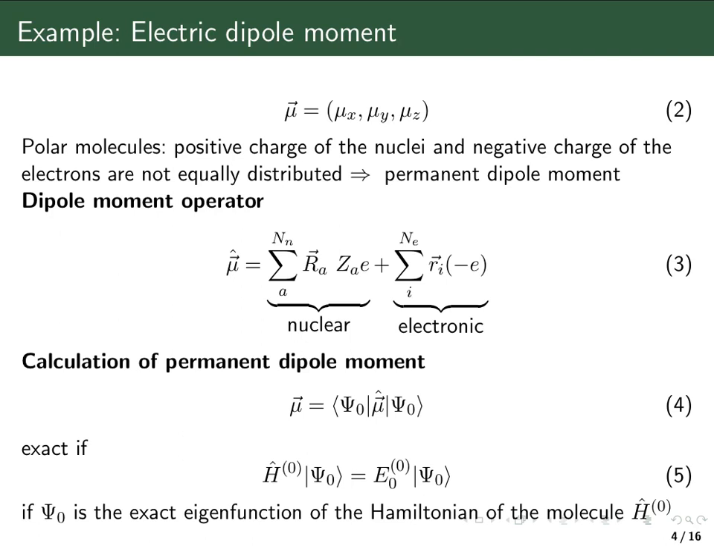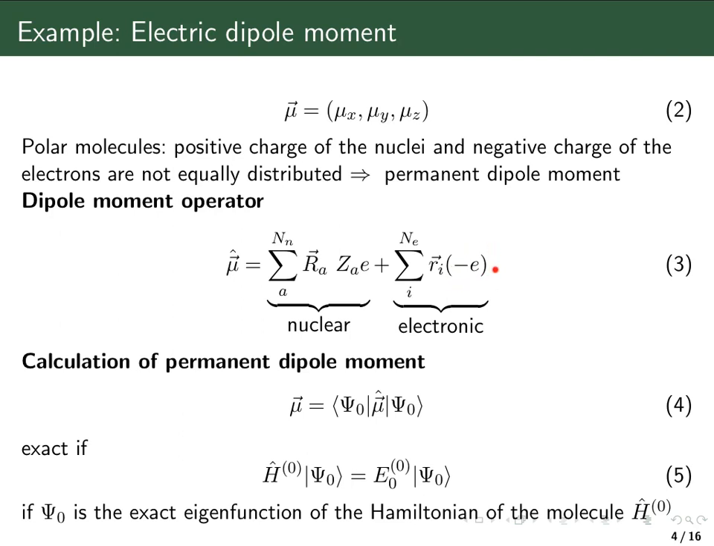Now, the quantum mechanical operator, the electric dipole moment operator, has this form. It has a contribution from the nuclei here, where we sum over all the nuclei, and a contribution from the electrons. And both these contributions have exactly the same form. It's a sum over all the charged particles, and then it's the position vector of this particle, meaning the vector from the origin of the coordinate system to where the particle is, multiplied with the charge of the particle.